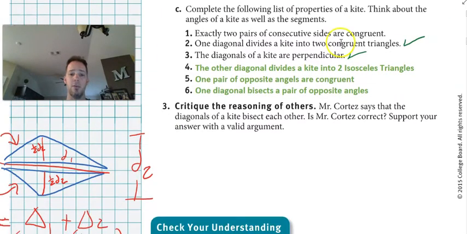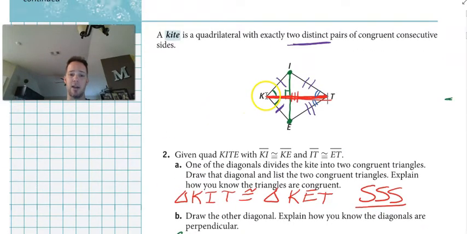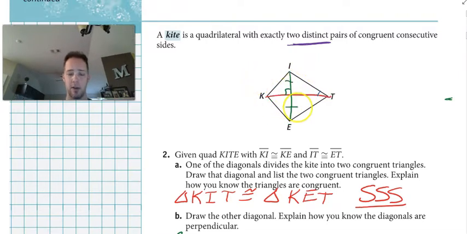All right, moving down to number 3, it says Mr. Cortez says the diagonals of a kite bisect each other. Is Mr. Cortez correct? So notice the red diagonal does bisect the green one. I'm going to erase some of these. All right, because it's a line of reflection, the distance from the intersection to I and the distance from the intersection to E is going to be congruent. So the green one was bisected by the red one.